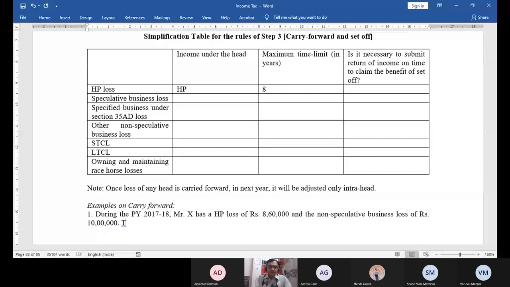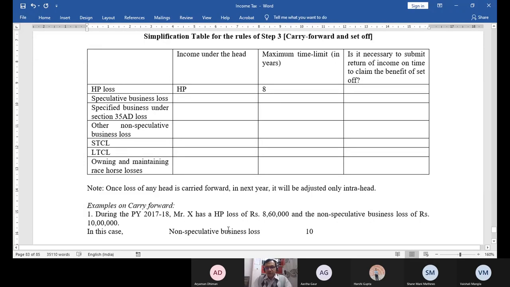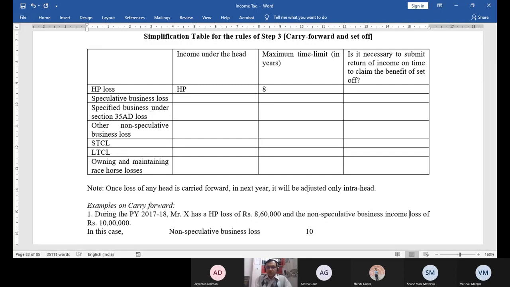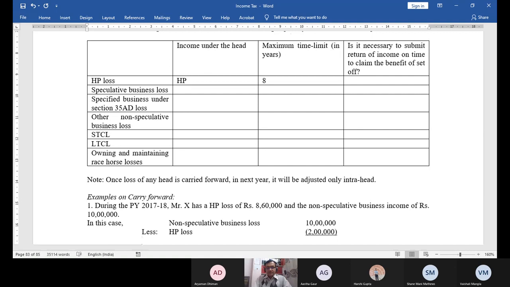How will the adjustment be done? In this case, how will you do the adjustment? You will write non-speculative business income of 10 lakh, less HP loss. How much loss can I adjust maximum? 2 lakh in the same year. I told you this. And this becomes taxable.